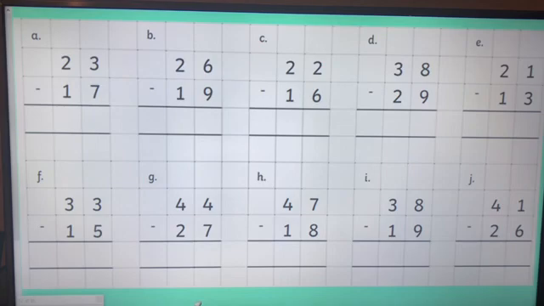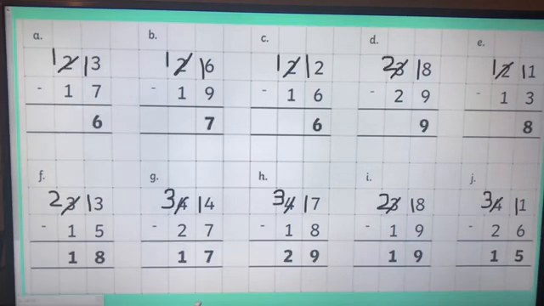How did you find them, guys? Did you remember to knock next door into the tens column? Let's have a look at the answers. Now I've written on each of the problems where you would need to knock next door and take a 10 from your tens column. So that should help you if you've made any mistakes with where you need to correct your working out. Pause the screen while you check your answers.